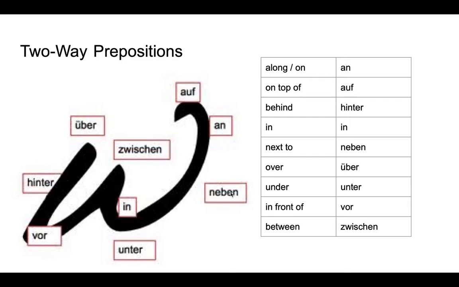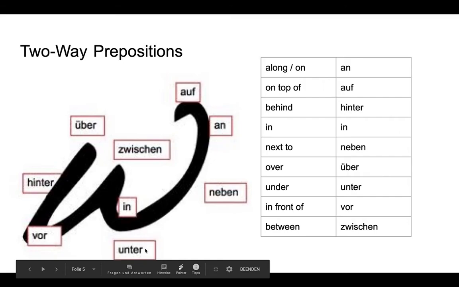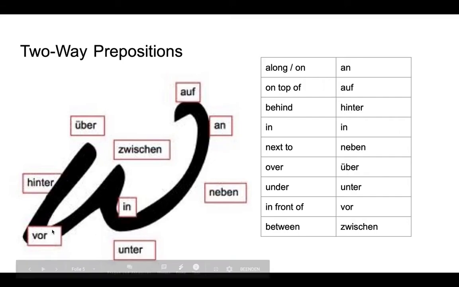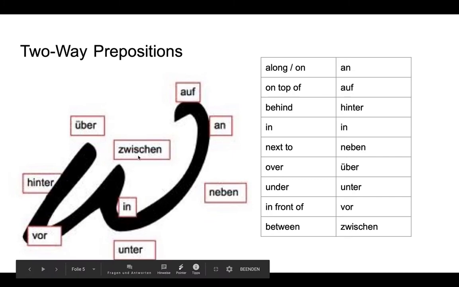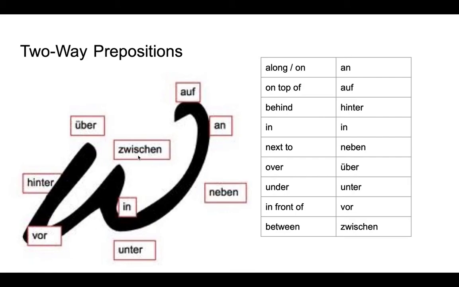For over, you'll use über. For under, you'll use unter. For in front of, you'll use vor. And for between, you'll use zwischen. There's a chart in your vocab packet to enter these so that you have them someplace where you can easily keep track of them. We're going to use them quite a bit in class in the coming weeks.